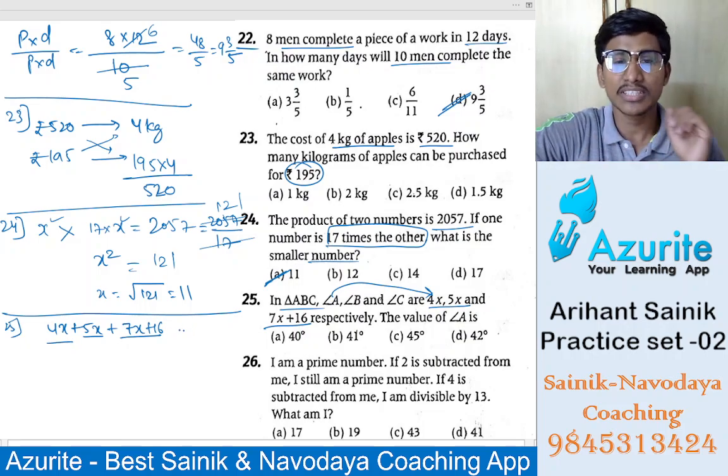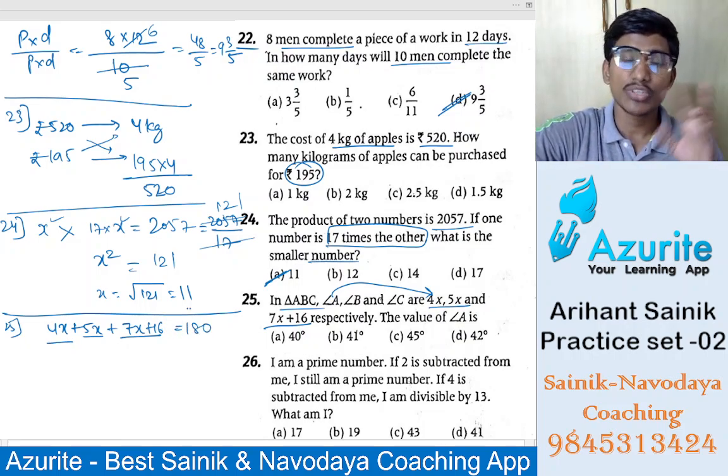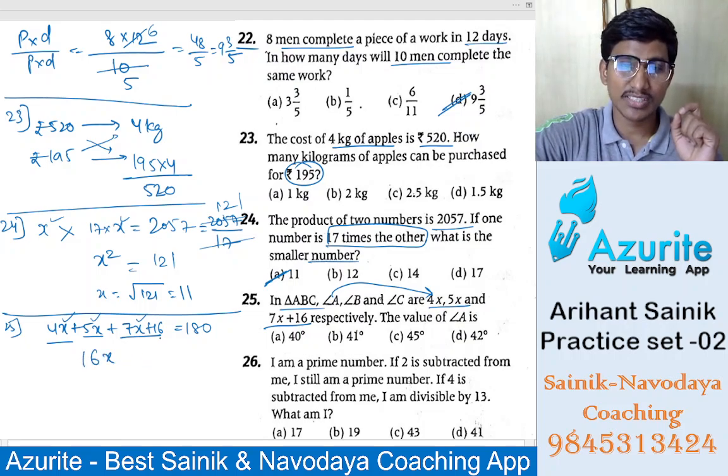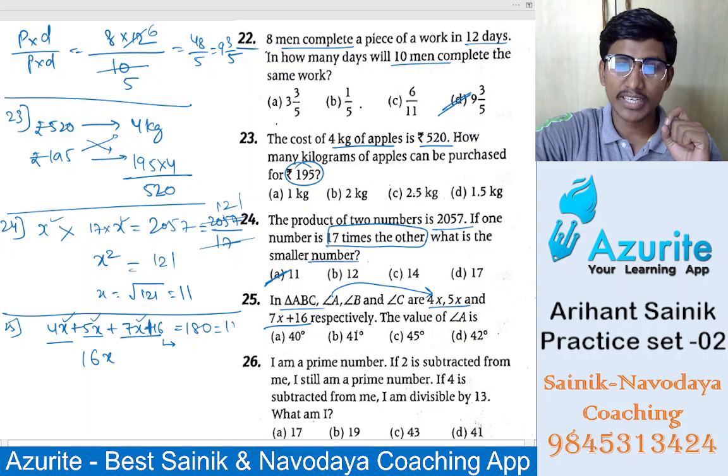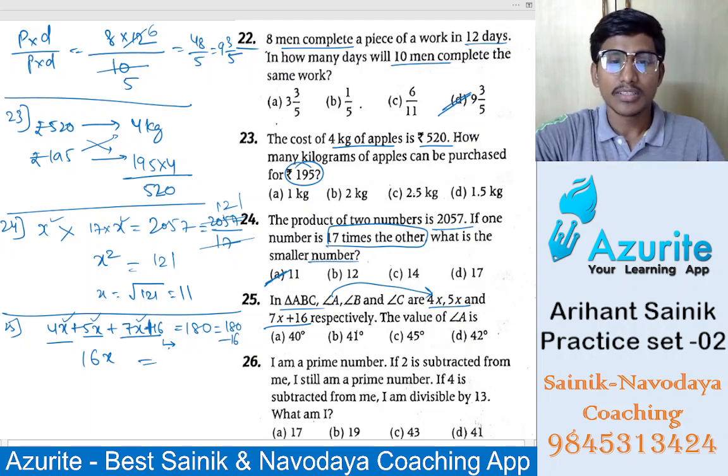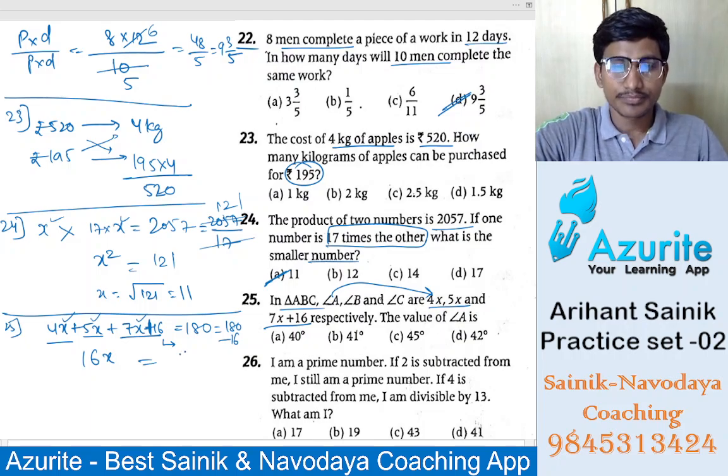So sum of all the three angles will be 180 degrees. Now here how many x are there? 4x, 5x, 9x. 9x plus 7x, 16x. This plus 16 is there. So plus 16, if you take that side, it will be minus. So 180 minus 16 will be 164.